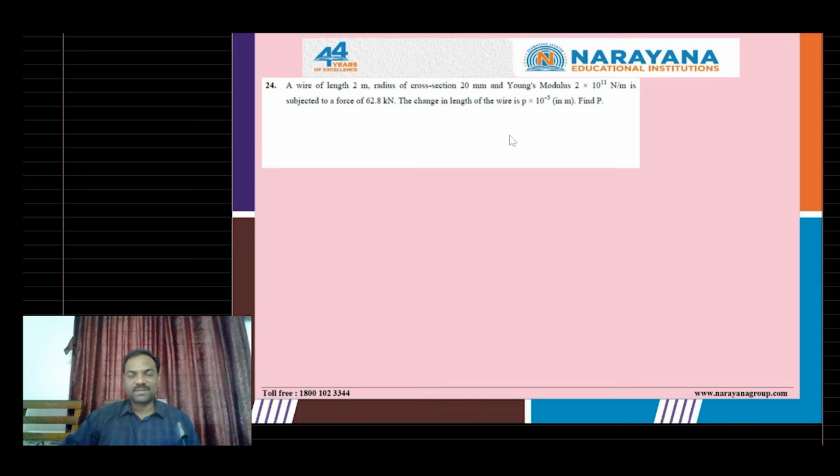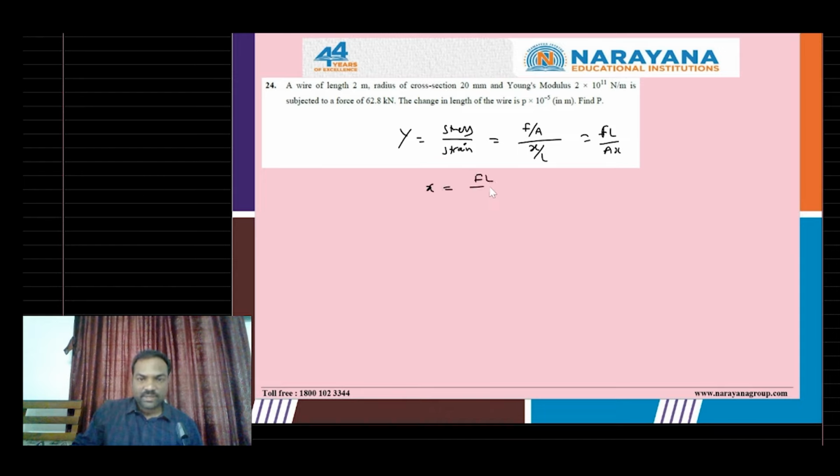It's a calculation part only, a direct formula based question. We know that Young's modulus is equal to stress by strain. Stress I can write as F by A, and strain as increase in length by original length. Finally it is F into L by A x. They are asking the increase in length, so x is equal to F into L by AY. If you know this formula, you can start directly from here.